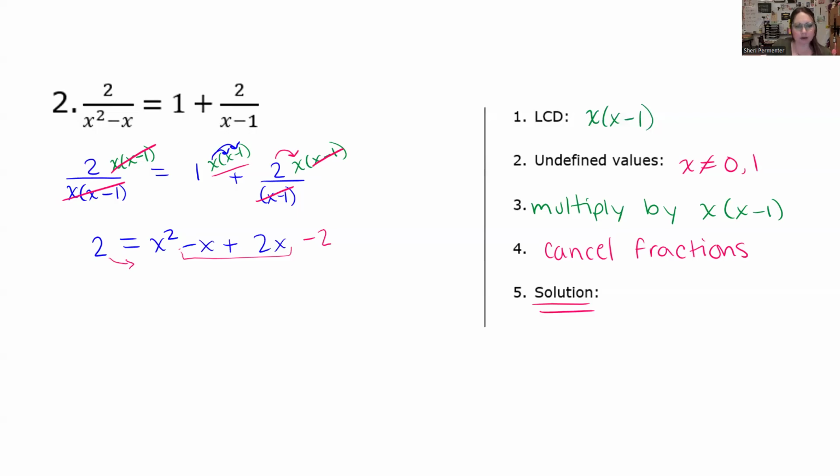So I get 0 is equal to x squared. If I have 2 and I subtract 1, I just have 1. So plus 1x minus 2. At this point, I can factor. And this is fast factoring. What two things can multiply to give me 2? They can add or subtract to give me 1.